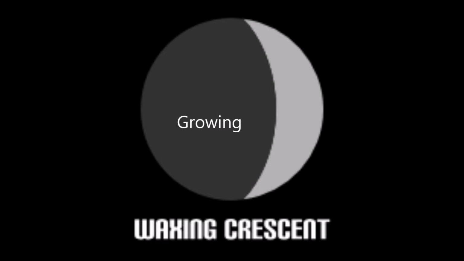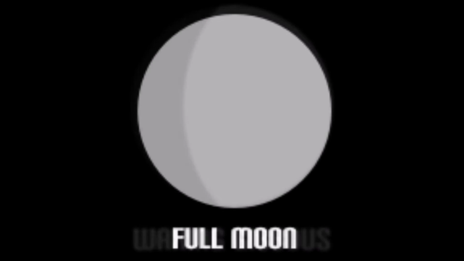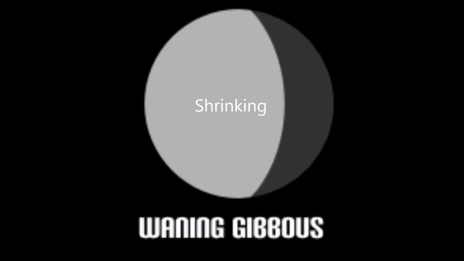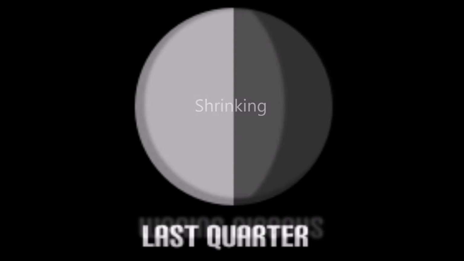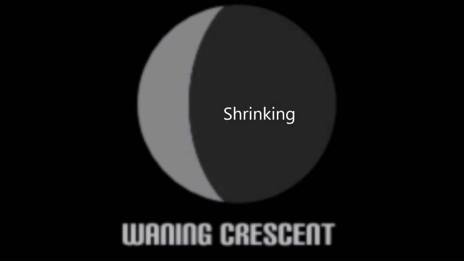Then the waxing crescent, where you can see only a small part of the moon. Then the first quarter, where you can see half of the moon. Then the waxing gibbous, where you can see almost all of the moon. Then the full moon, where you can see a whole side of the moon. After that, it all goes backwards. So there's the waning gibbous, which is shrinking, the last quarter, the waning crescent, then back to the new moon.